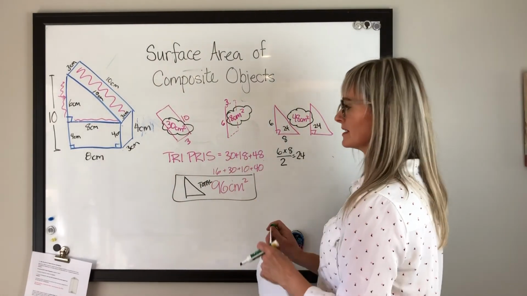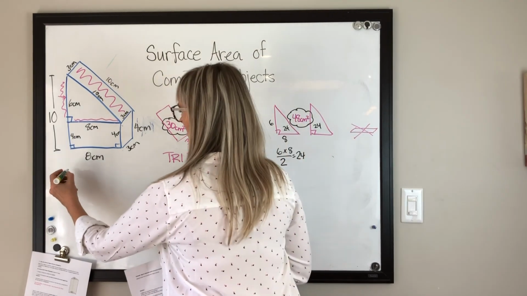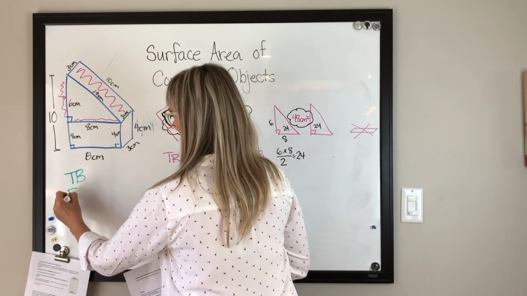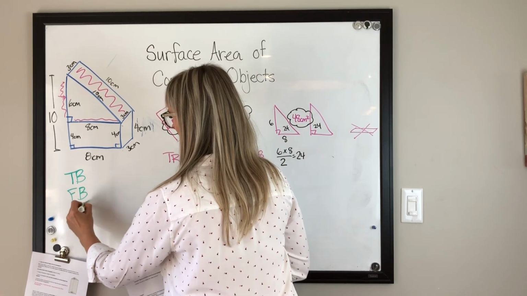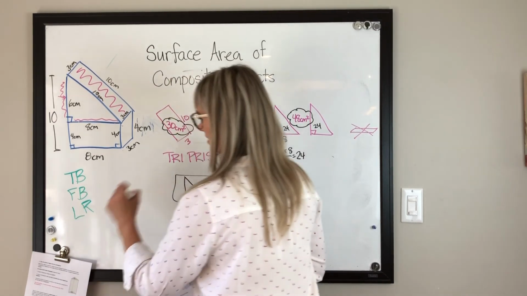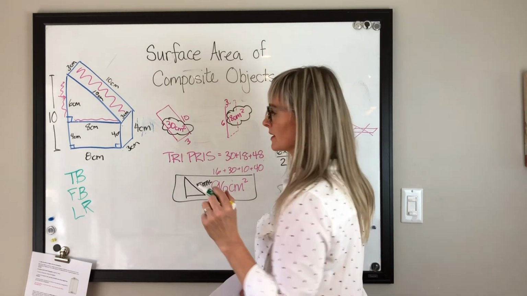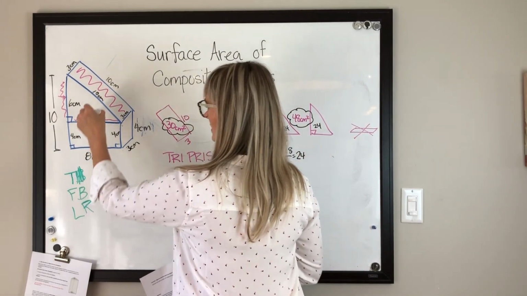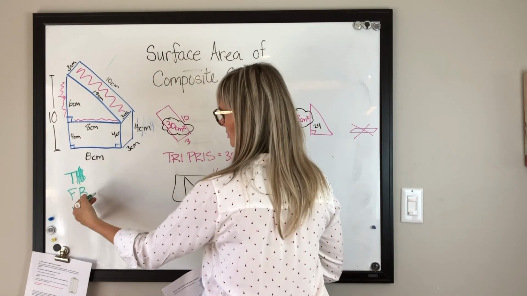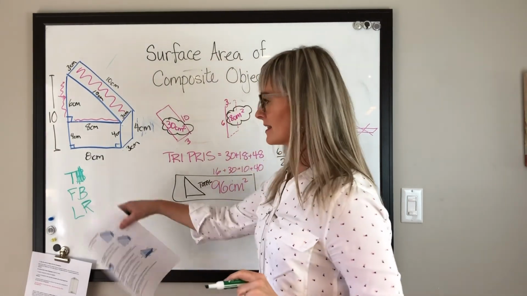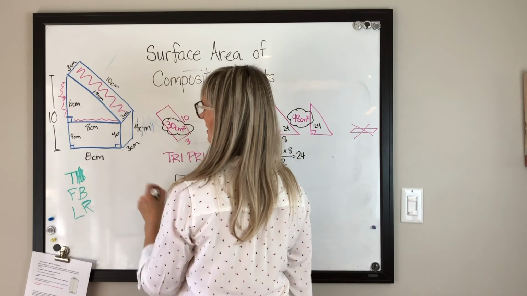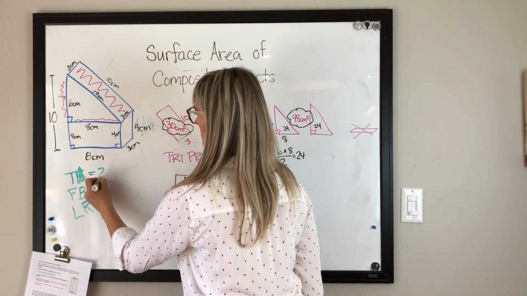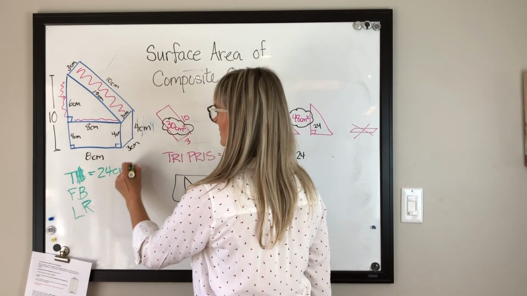Okay, so the rectangular prism, remember, is top, bottom, front, back, left, right. Oops. What don't we need? We don't need the bottom. We only need the top. We still need the front and the back, and we still need the left and the right. This will make it easier for you. So what is the top? Well, the top is going to be 3 times 8. So the top is 24 centimeters squared.